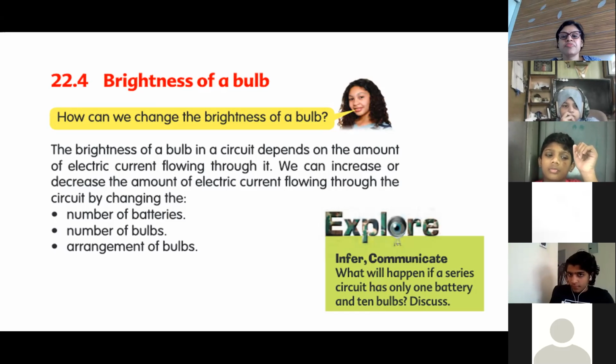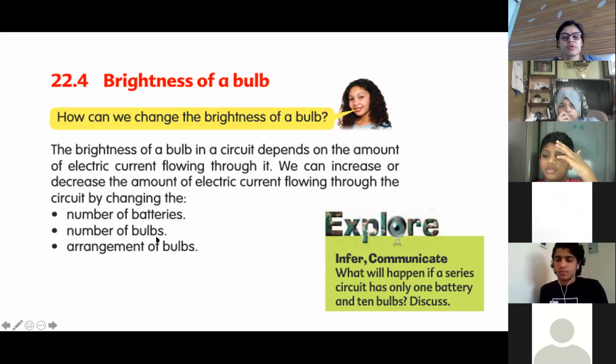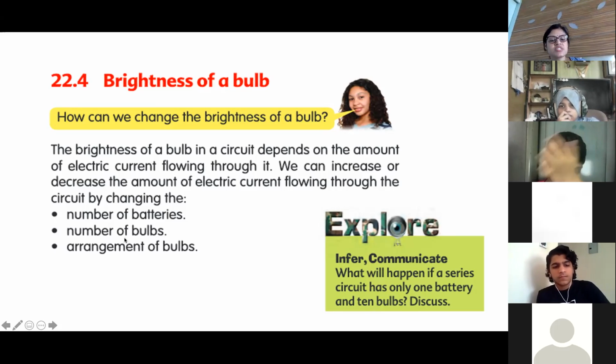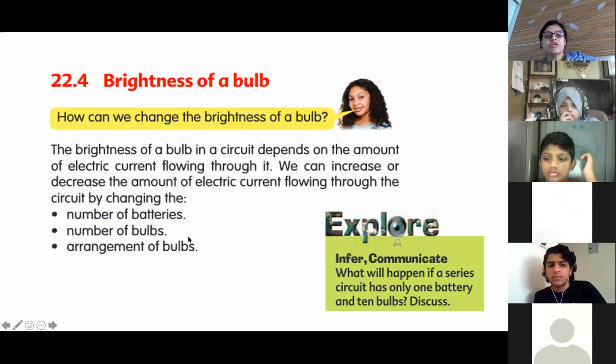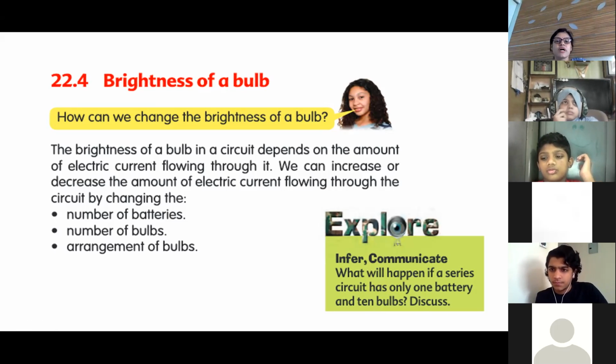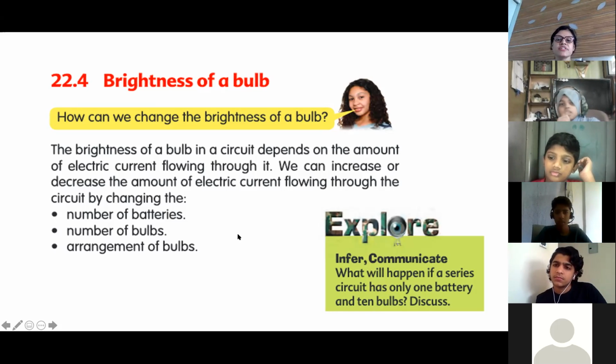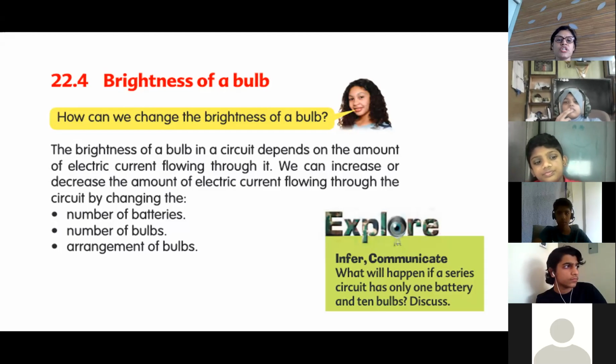Okay. Ma'am, we can change the arrangement of the bulb. How will you change the arrangement? Tell me. First, number of bulbs. If you increase the number of bulbs, what will happen? The brightness of the bulb will be less. Okay. So if two bulbs are there in the series circuit, there will be lesser brightness. So if you connect only one bulb, the brightness will be very high.